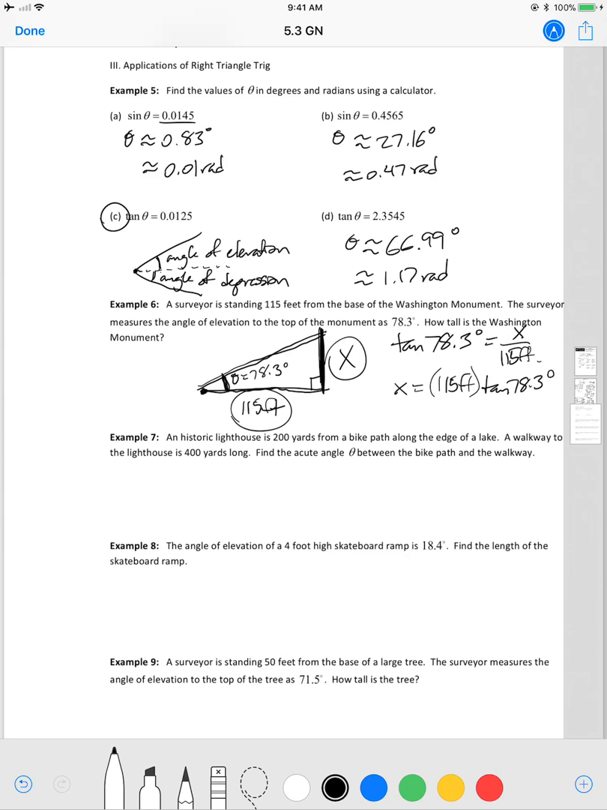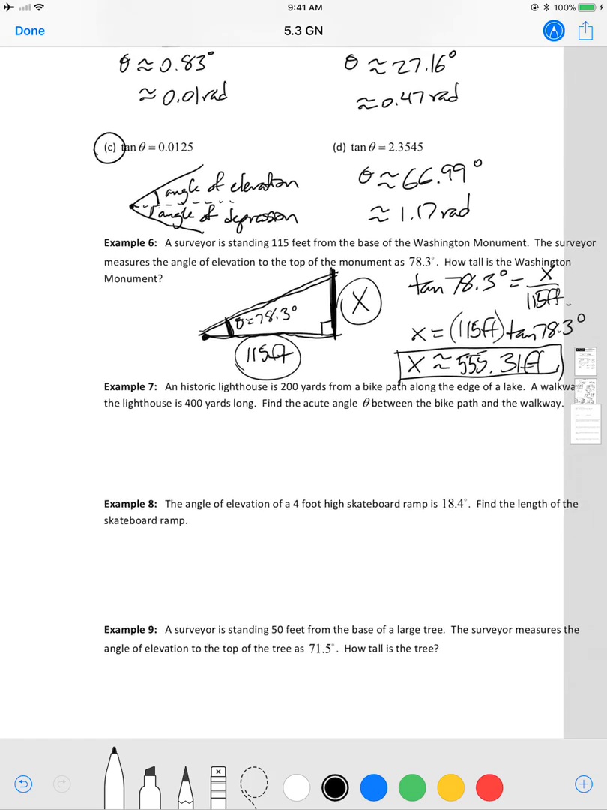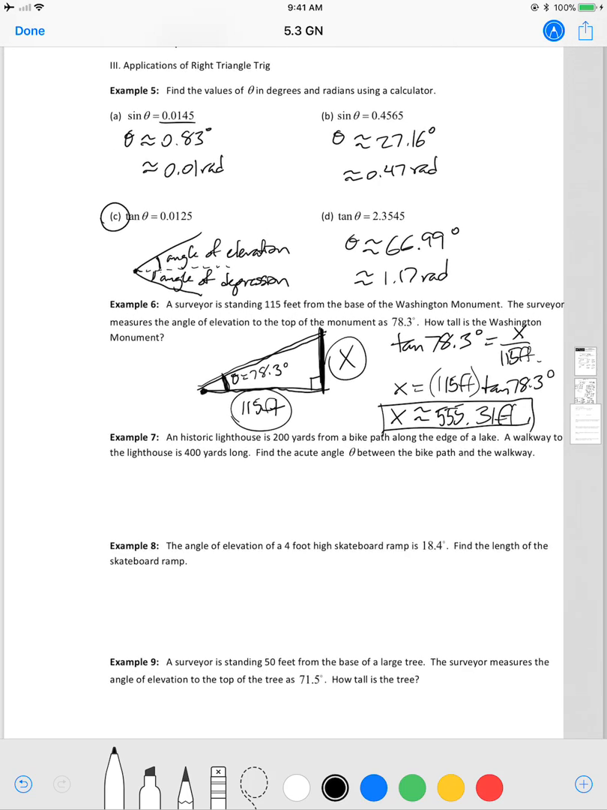Plug all that into a calculator, and I get that x is about 555.31 feet. That's how tall the Washington Monument is, according to this surveyor. See, I told you it wasn't that bad. So long as we set up our picture, it's just using simple trig. Okay, so let's take a look at number 7.